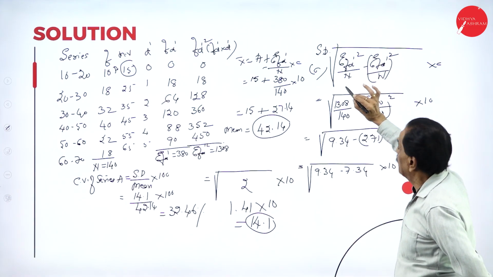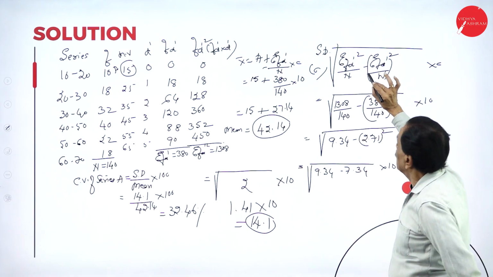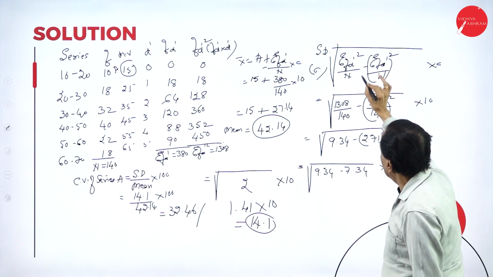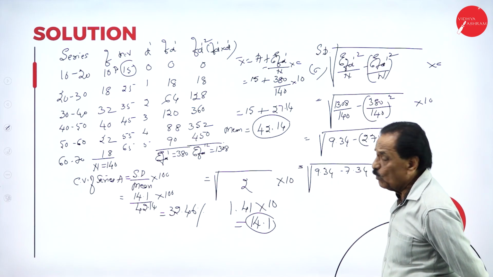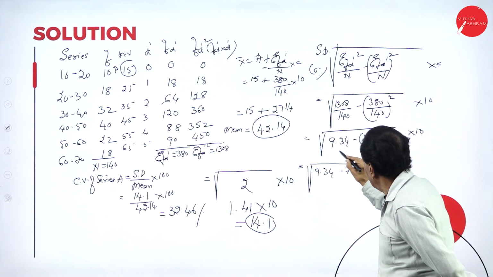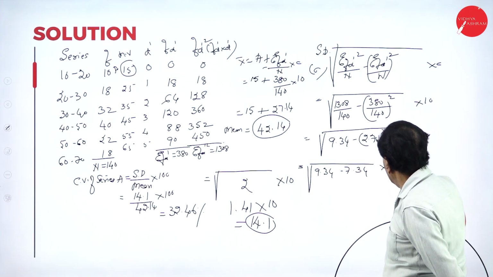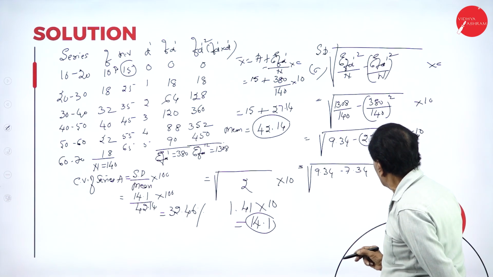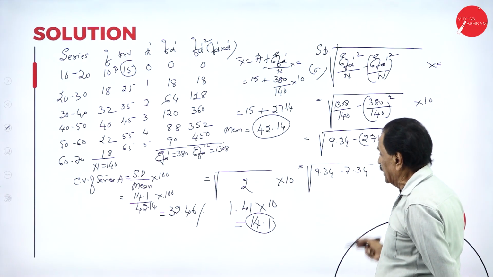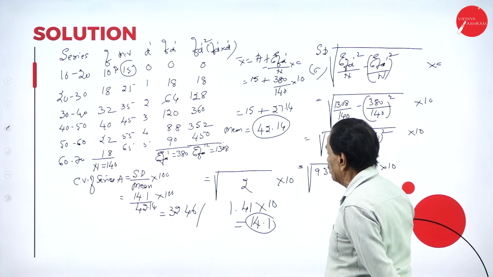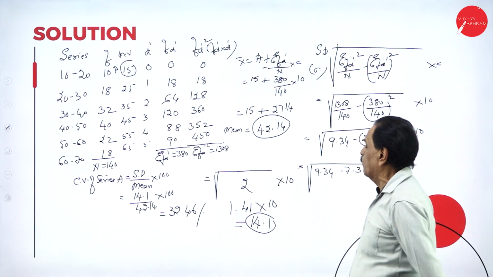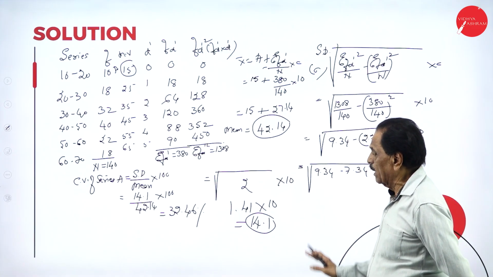Come back to standard deviation. Root of sigma ft dash square divided by n minus sigma ft dash divided by n whole square into c, say 1308 divided by 140 minus 380 divided by 140 whole square. It is 9.34 minus 2.71 whole square. 9.34 minus 7.34 is root 2 into 10. Root of 2 is 1.41 into 10 is 14.1.